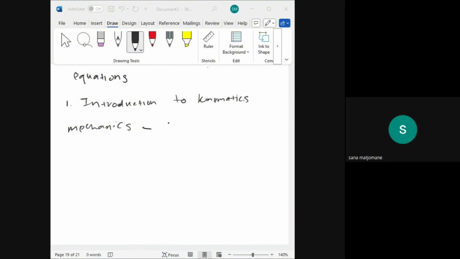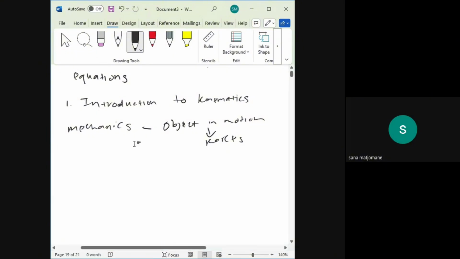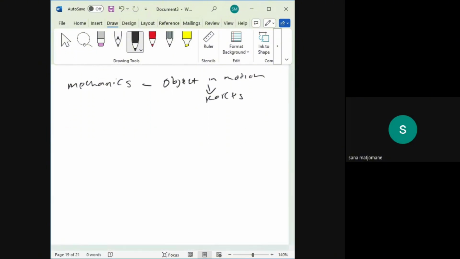So when you have an object that is in motion, we know that it is subjected to certain forces. That's why the object is moving. You know that from physics. That's mechanics. The motion of these objects can be divided into 2 parts. Number 1, we have what you call dynamics. And number 2, you have what you call kinematics, which is the highlight of 3.1.